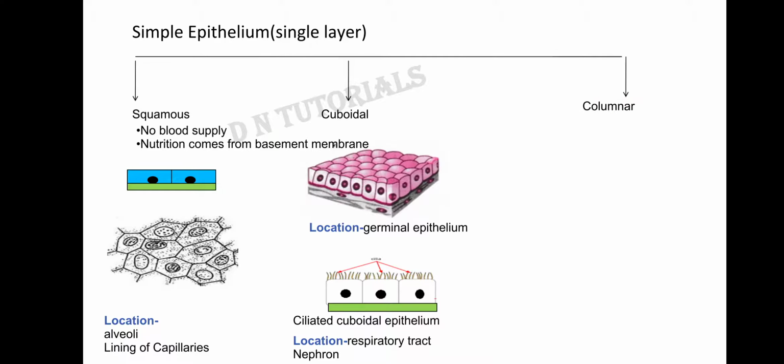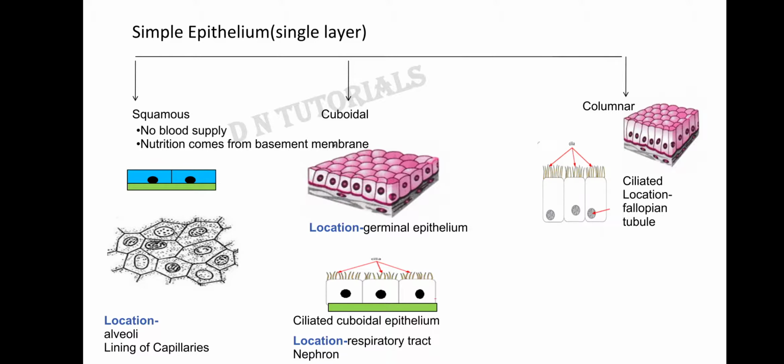The third category is columnar epithelium. Here the cells are just like a column. They are column shaped cells with the nucleus located at the base and arranged on the top of a basement membrane. Now there are three modifications of the columnar epithelium. The first one is the ciliated epithelium. If the cell has presence of cilia, such a cell is called ciliated columnar epithelium.